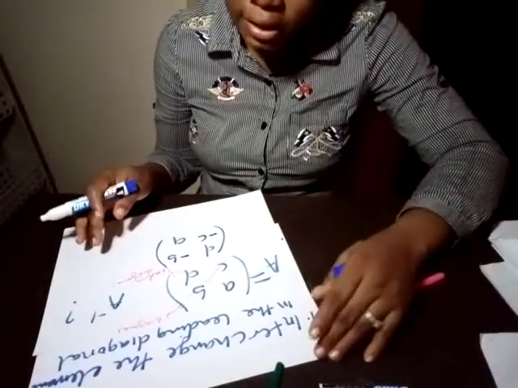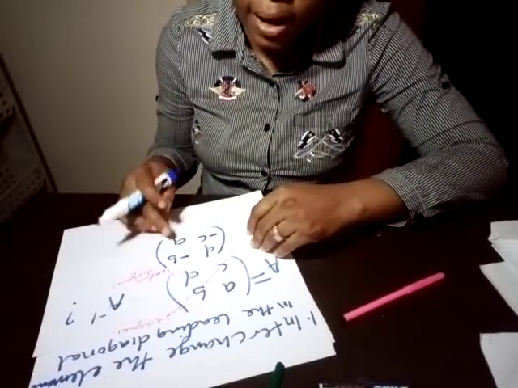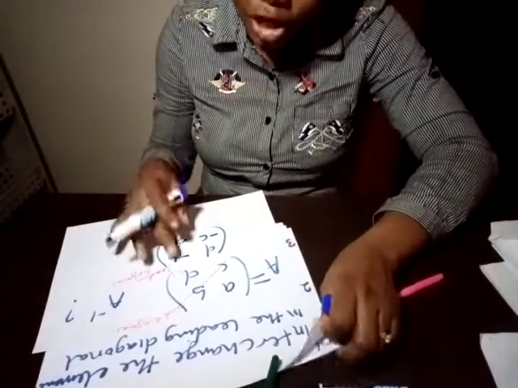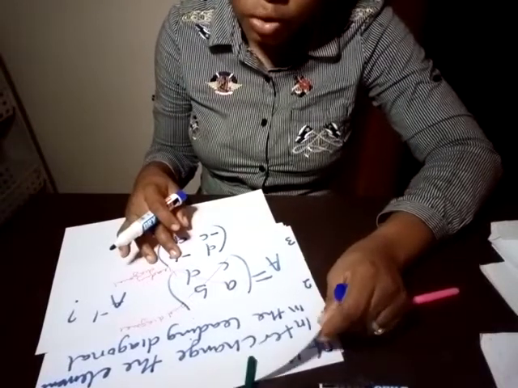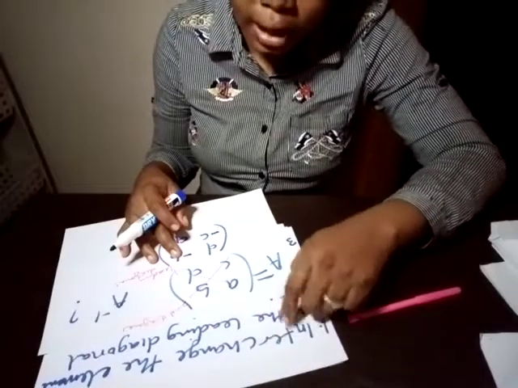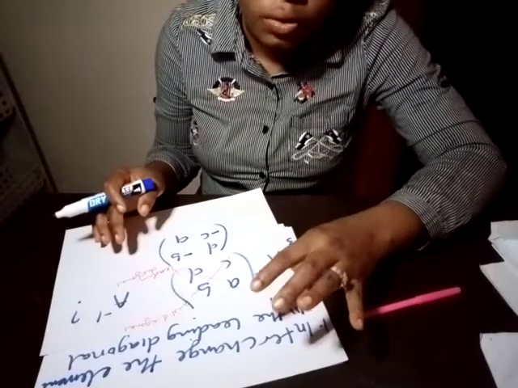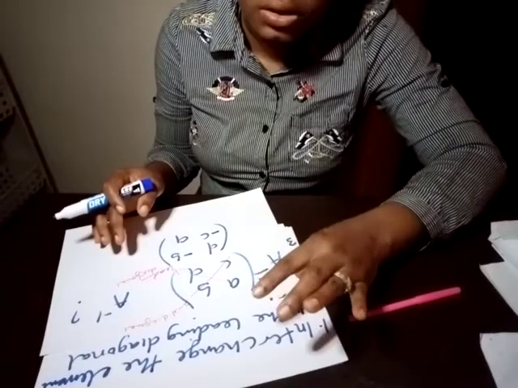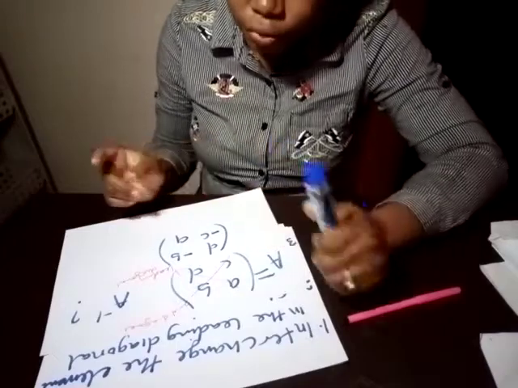So this first step is what? Interchange the elements in the leading diagonal. And the second step is what? You change the signs in the second diagonal. Do you understand that now? Now, the last step is you multiply the resulting matrix by the reciprocal of the determinant of the original one.